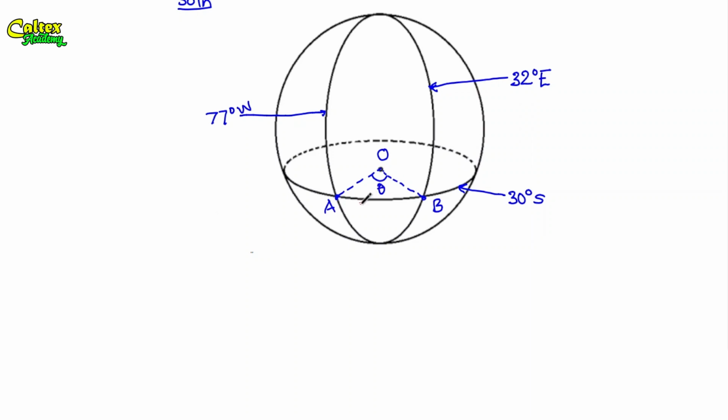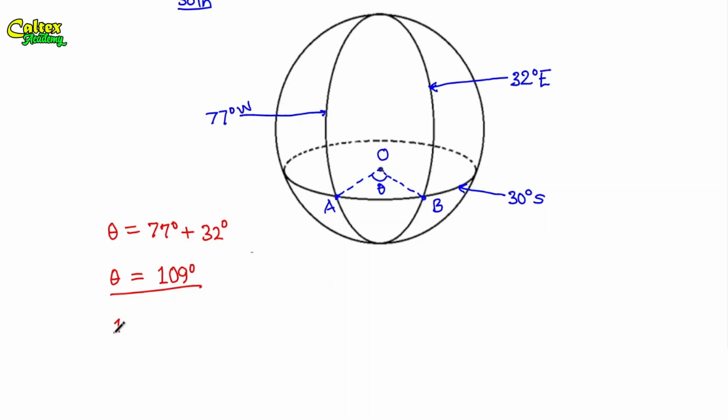For us to get theta, since the 2 points A and B lie in different hemispheres, west and east, we can simply add them together. So theta, the angle difference, is 77 degrees plus 32 degrees. The sum of the two gives us 109 degrees. After getting this, we can convert these degrees into hours. So let's move on and convert.